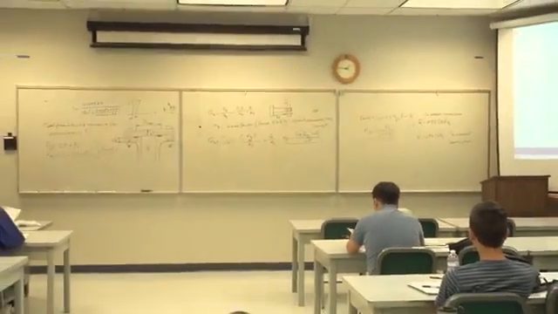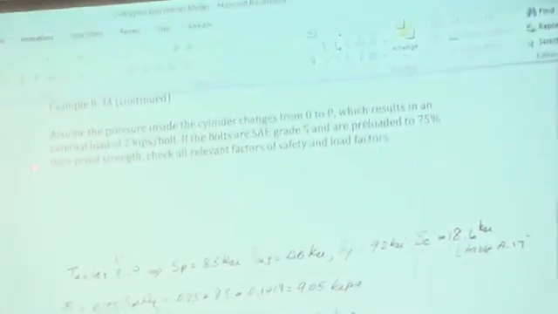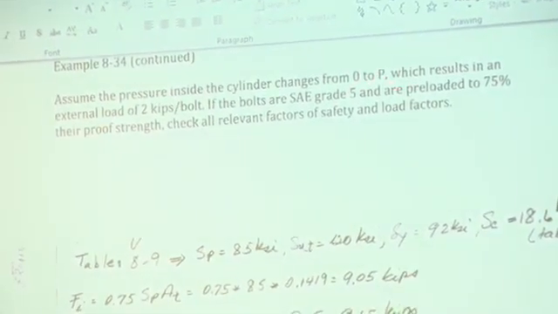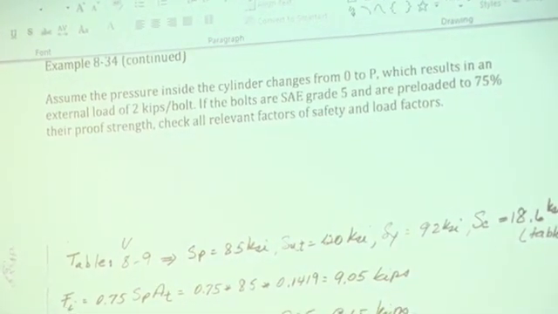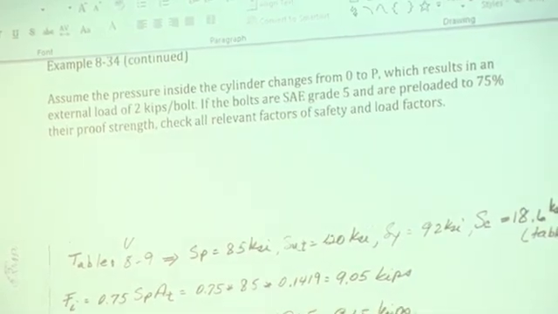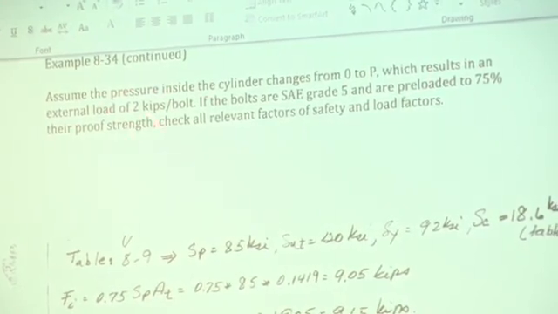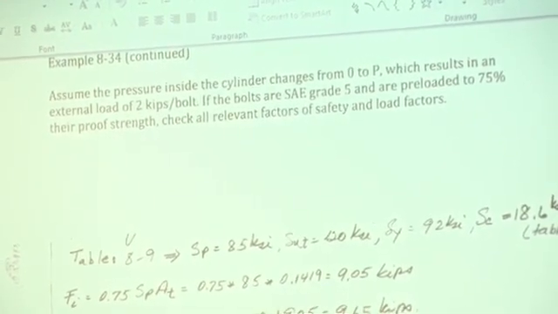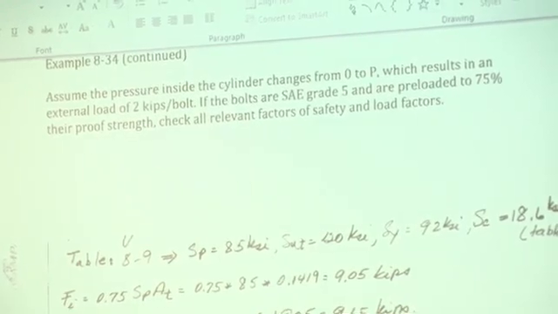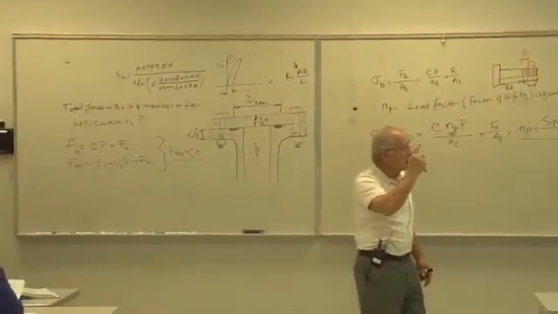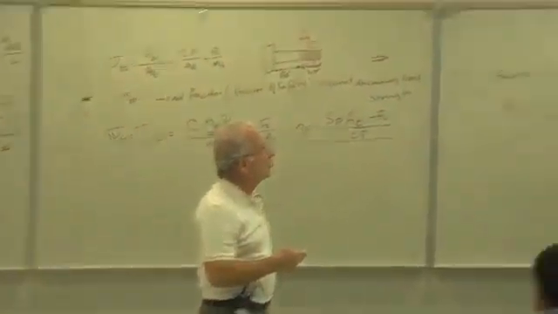Here is that example. Now, to calculate factors of safety, load factor, we say assume, this is the same problem continued. Assume the pressure inside the cylinder changes from 0 to P. For our purposes, just think it's P. We're doing statics, we're not doing fatigue yet. So P, which results in an external load of 2 kips per bolt. The pressure inside the tank is P, and forces up the head, producing for each bolt a force P, external force, equal to 2 kips.